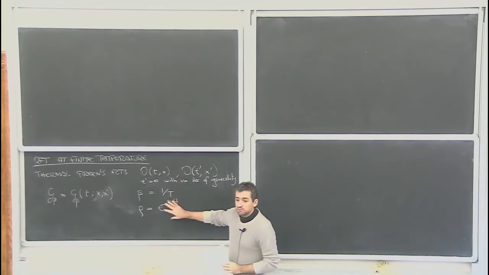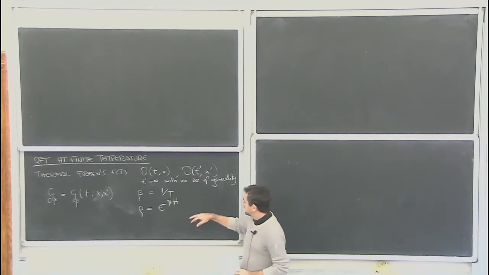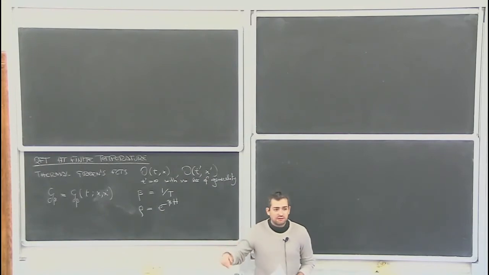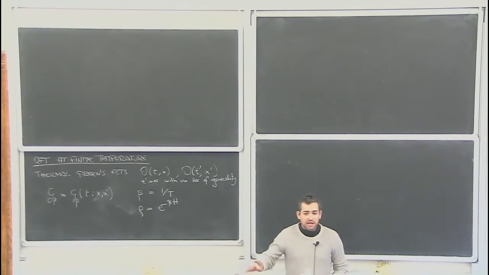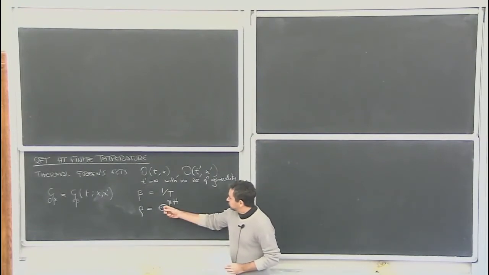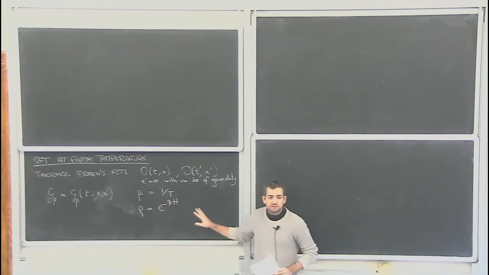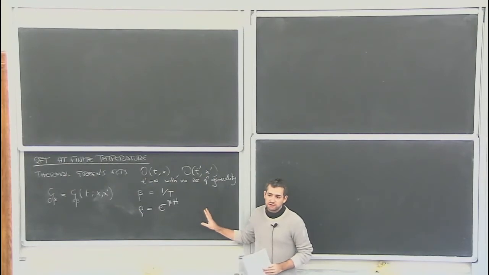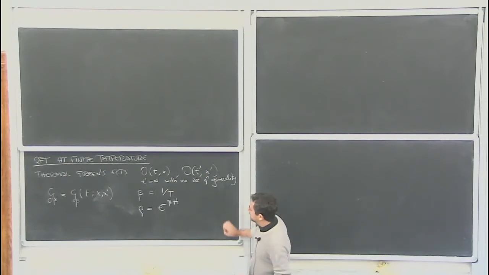This is just a Boltzmann factor, e to the minus energy over kT. I'm setting the Boltzmann constant k to 1, so it's just e to the minus beta times H. Are these familiar things? I guess so. Yes. Okay.